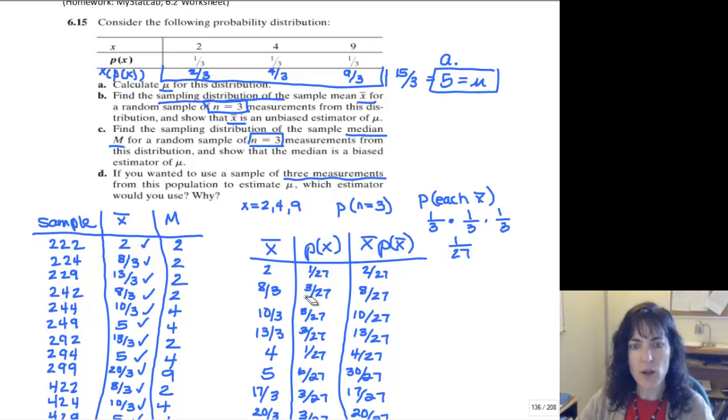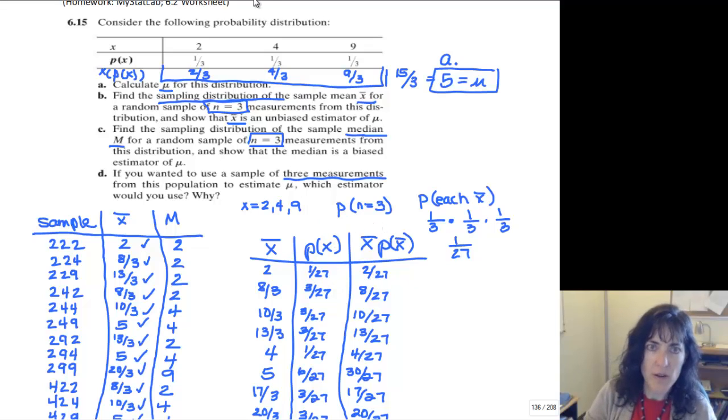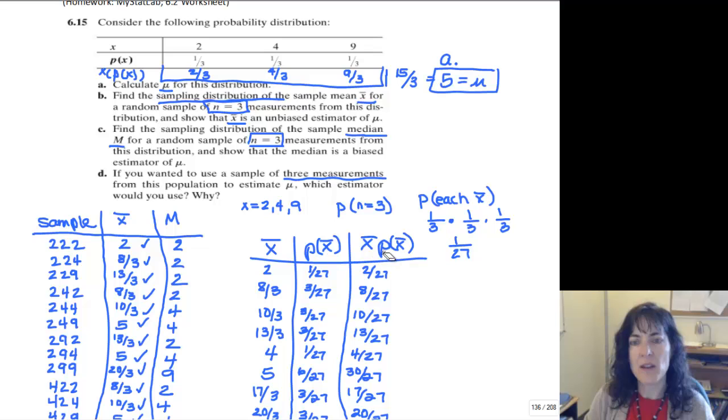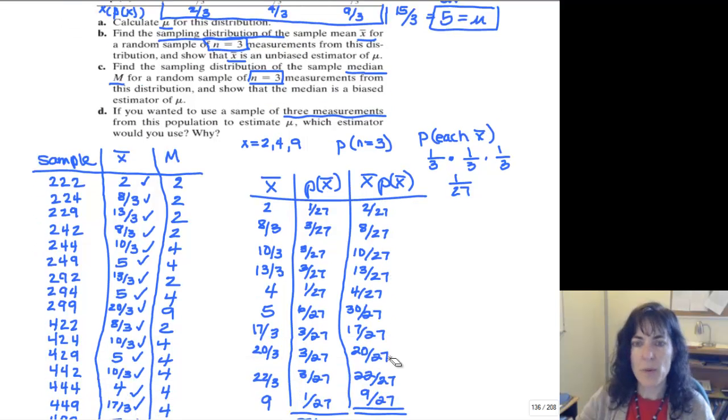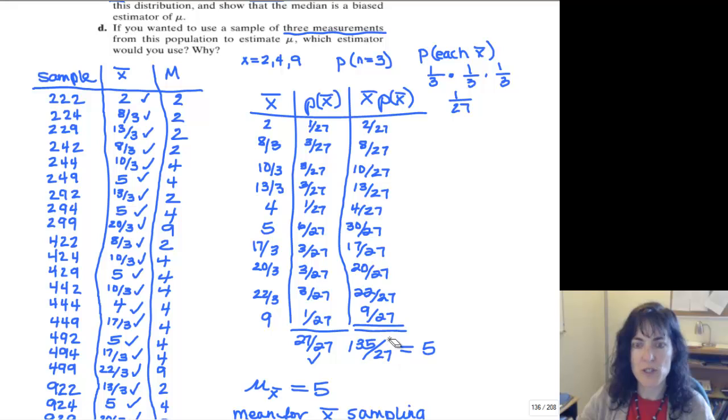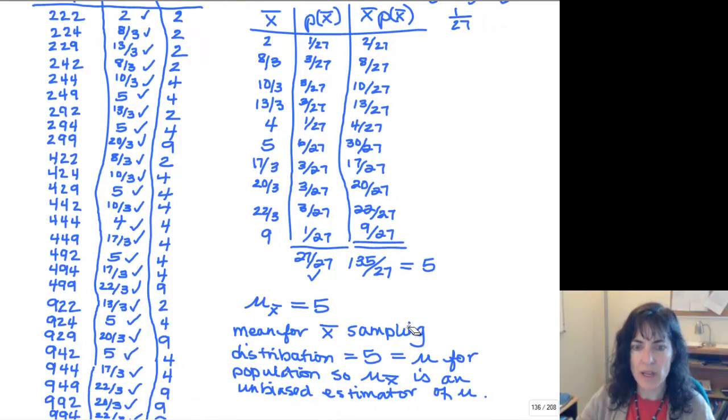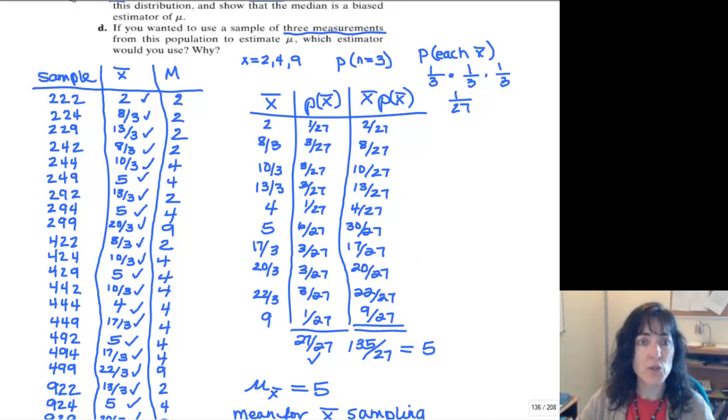And then I calculated that whole table for all the probabilities, and then I just multiplied my X-bar times the probability of X-bar. Oops, that should have an X-bar on it. Let me fix that. Times the probability of X-bar, and that's where I got this column. And remember, that's how you find the mean for a distribution. When I added all those up and divided by the 27, the common denominator, I came up with 5. So the mean for my X-bars is 5. And because that mean for the X-bar sampling distribution was the same as the population mean, it's an unbiased estimator of the population mean.